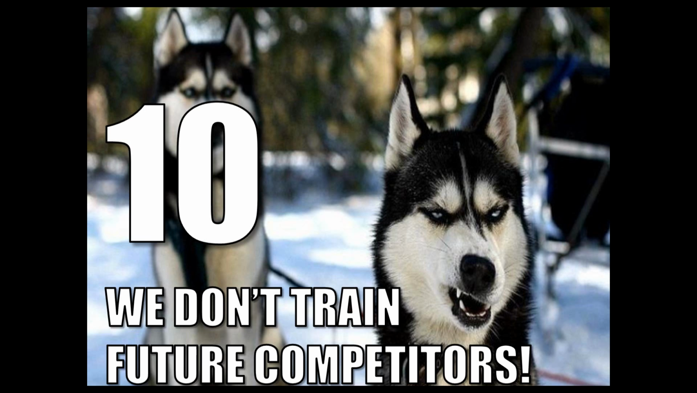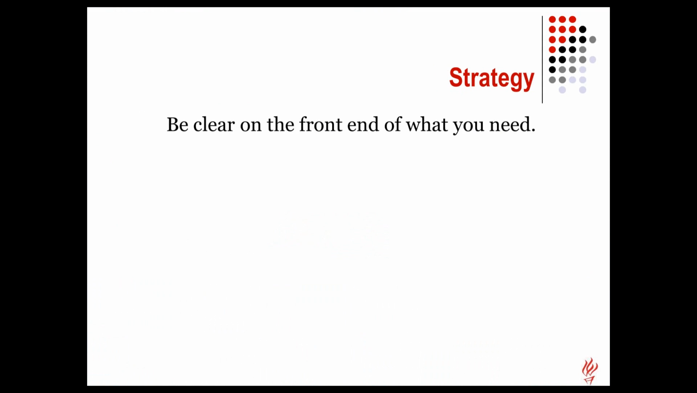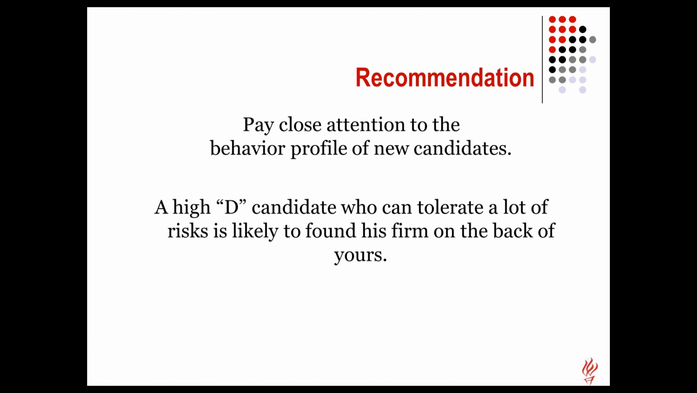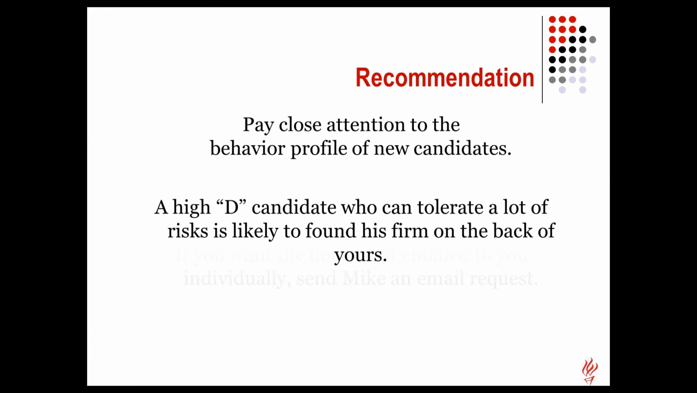Number 10 is we don't train our future competitors. And what we mean by that is we don't want you to train your competitors, nor do you want to train your competitors. Be clear on the front end what you need. One of the things you want to pay attention to is the behavior profile of your partners, your future associates, because they may come in with a certain profile, which will make them more than likely the type of person that starts their own practice.